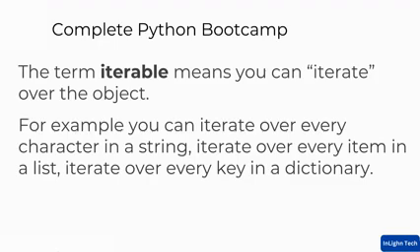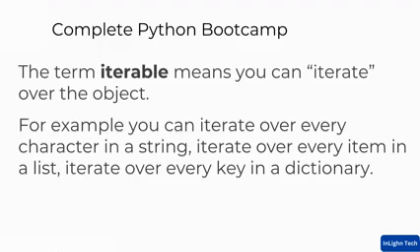You can also iterate over every item in a list. That means the list is iterable. And then you can iterate over every key in a dictionary. So the dictionary itself can also be iterated over. So kind of a little funny term there, but just think of it as a way of going through something.